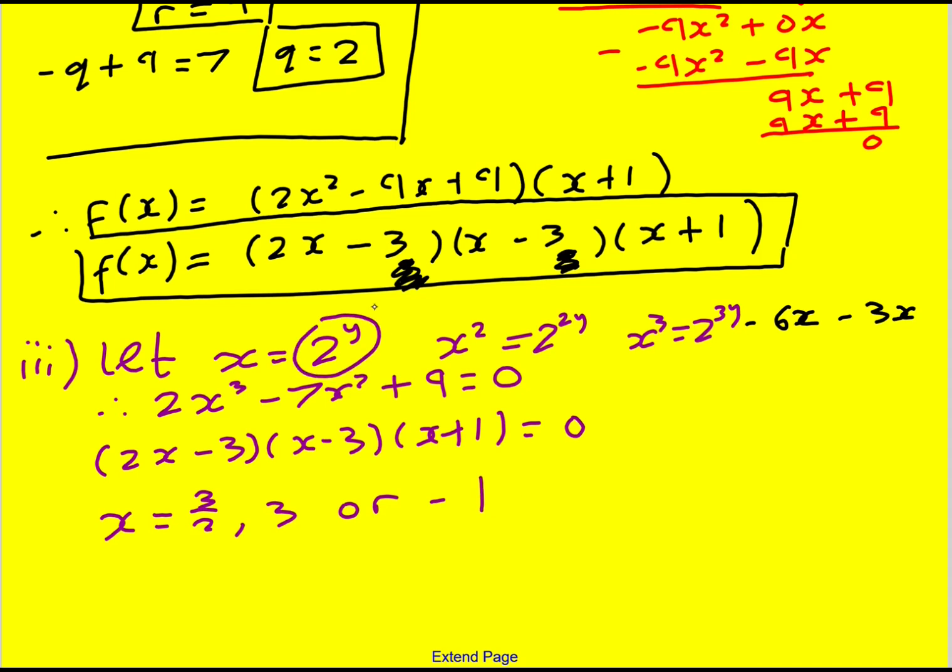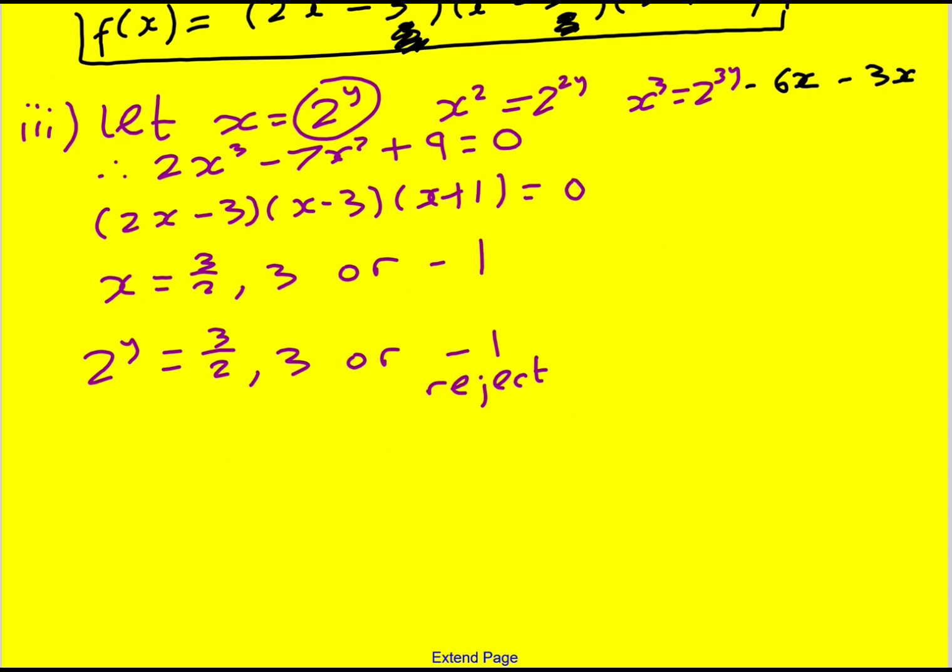And remember, that is actually 2 to the y. That's what we're solving for. So 2 to the y is 3 over 2, 3, or minus 1. I'm going to reject this one because an exponential is always positive. The rest, however, are okay.